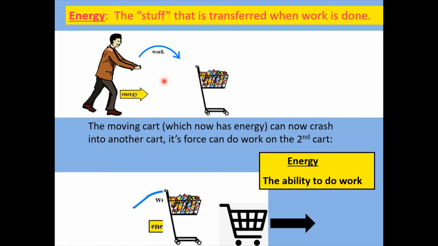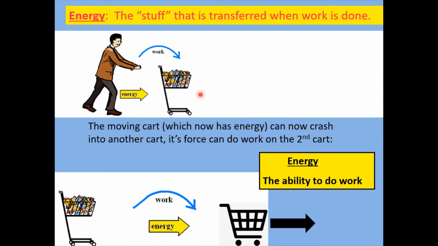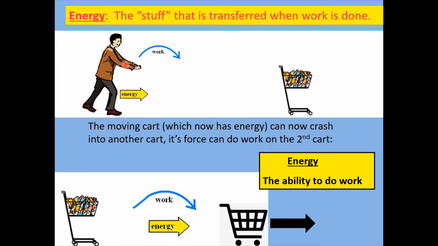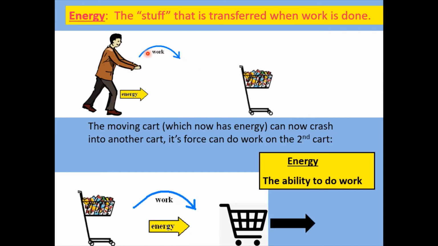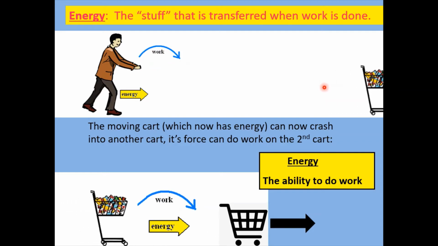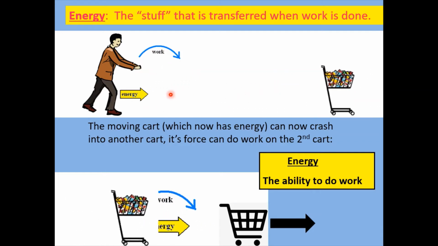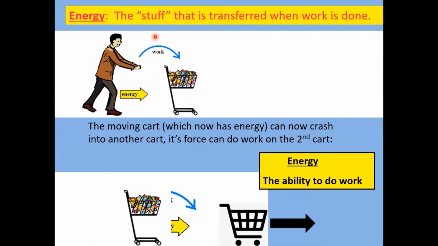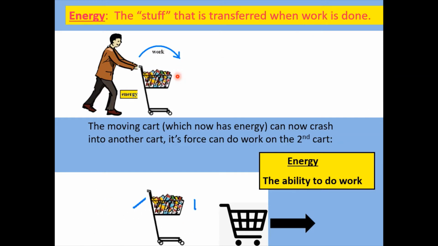We've got the guy that gives this shopping cart a shove. He pushes it and it rolls across the store. So basically what he has done by pushing on the cart, he has done work on the cart. And what happened when he worked on the cart is he transferred something to the cart that it didn't have before. And that something is energy. So that's what we mean that energy is transferred when we do work on an object.